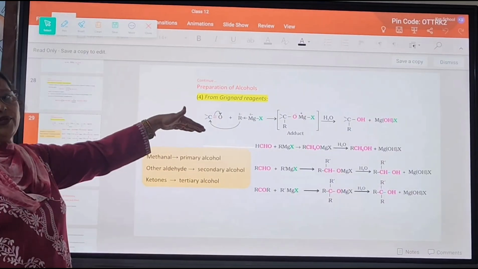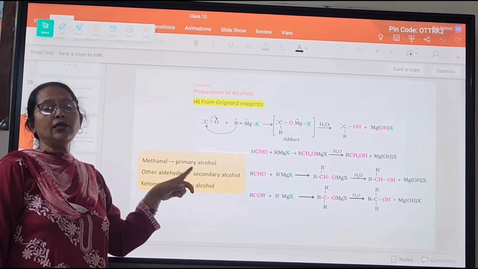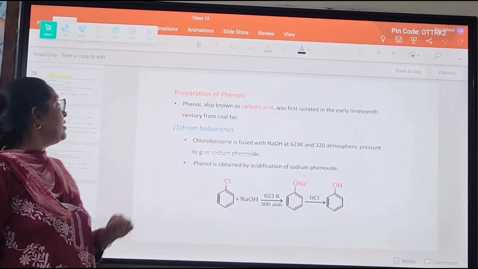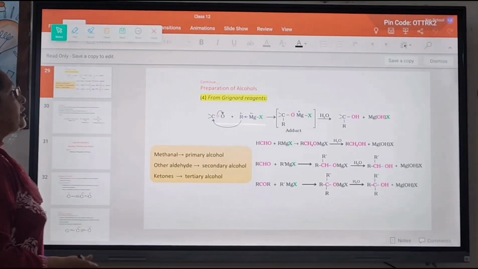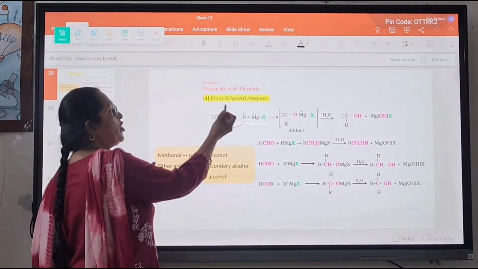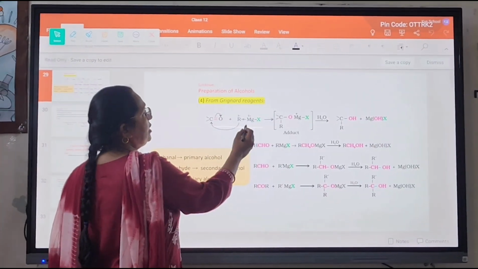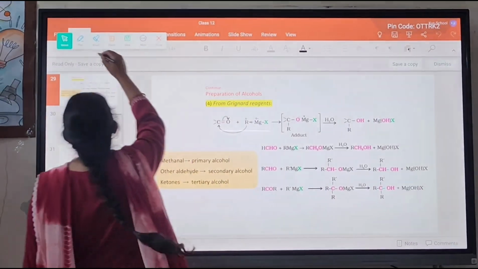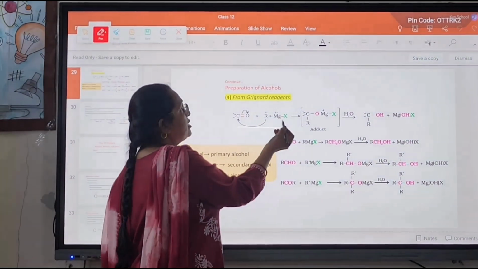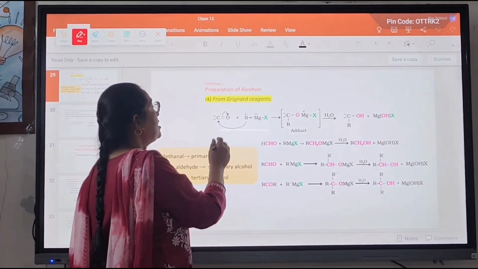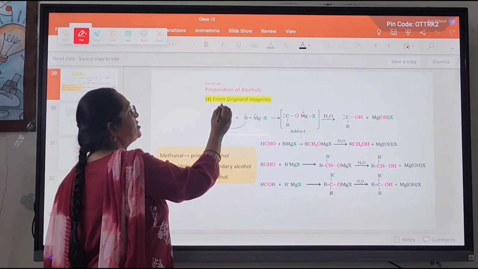Here, before I start with the mechanism of this reaction, I will tell you, if we take the formaldehyde or the acetaldehyde, we will get the primary alcohol. Another method of preparation of alcohol is from Grignard's reagent and the carbonyl carbon. Here the nucleophilic alkyl group is provided by the Grignard's reagent, that is RMgX. See, the oxygen is slightly negatively charged, leaving the carbon positively charged.